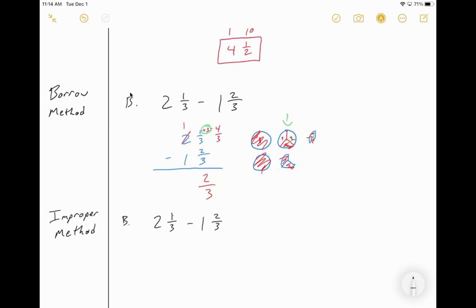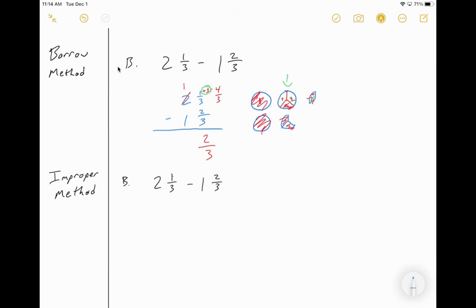The improper method gets its name because all you're going to do is change both of these mixed numbers into improper fractions, and then do the math. Now, the improper method is nice, and sometimes it makes a lot more sense to us right now. But the problem with the improper method is that if the numbers get too big, it gets really hard. But for this one, I think the improper method might work better.